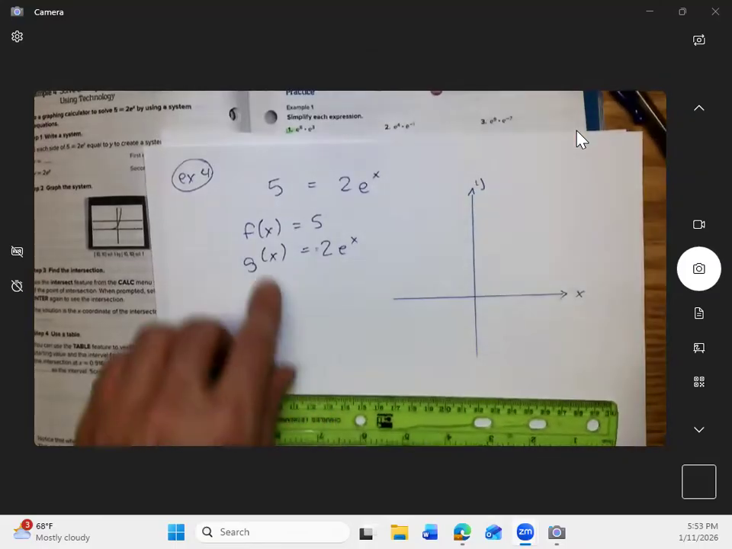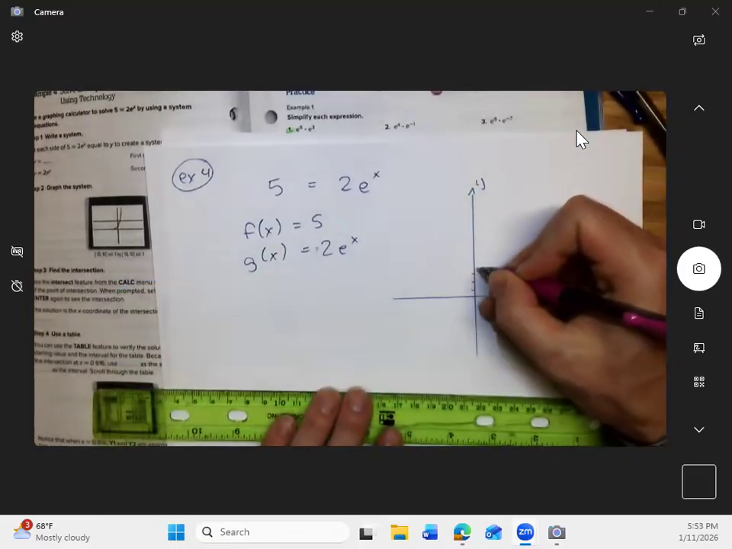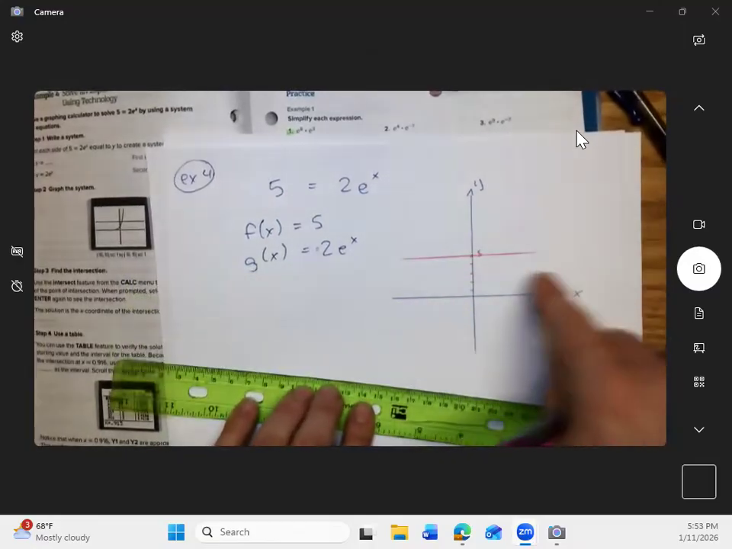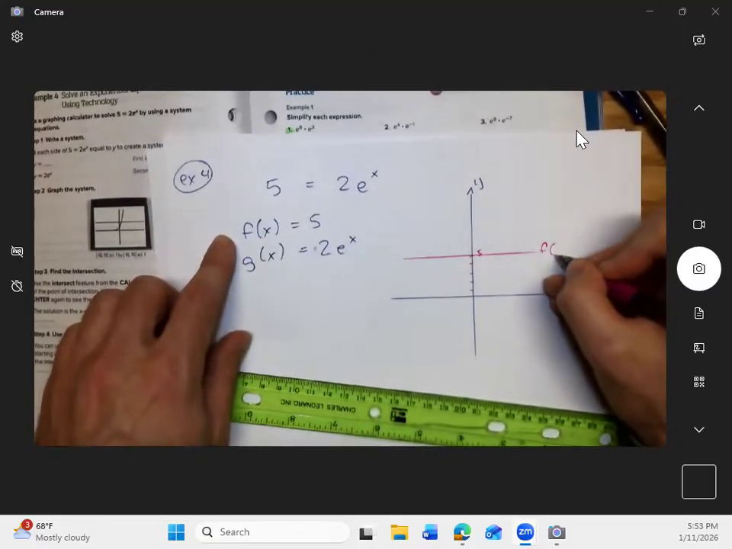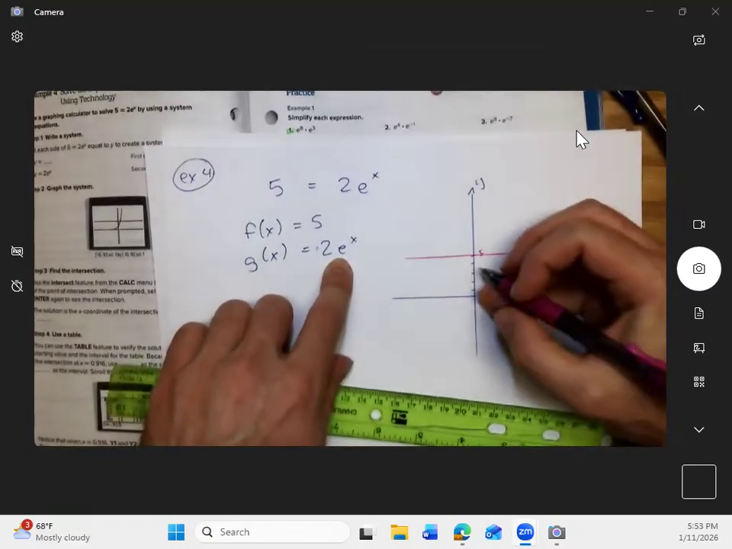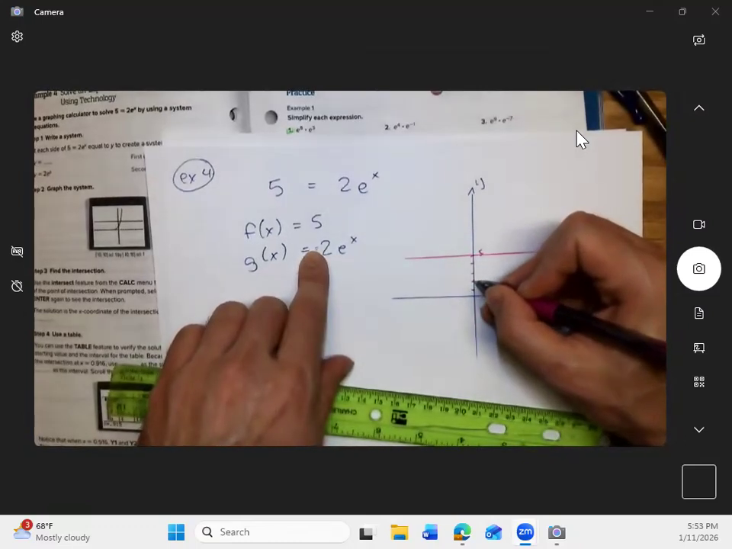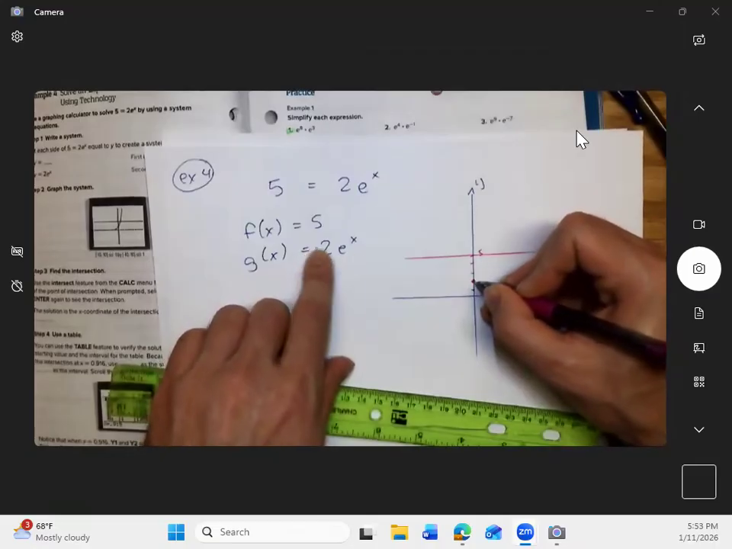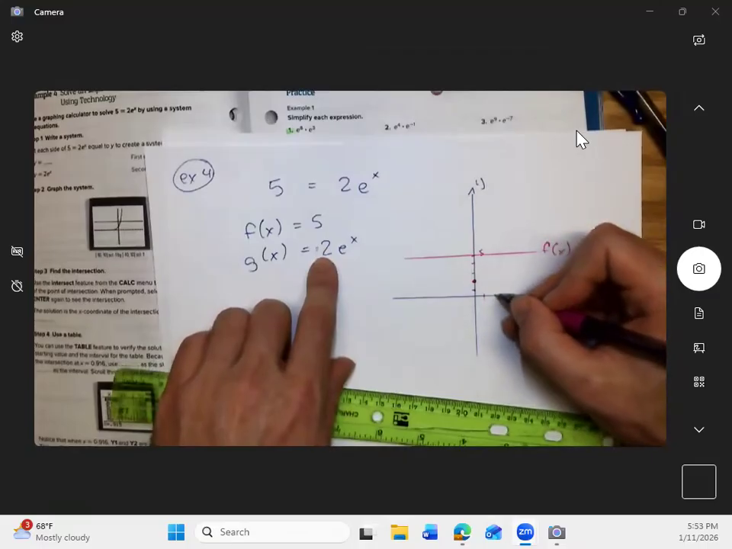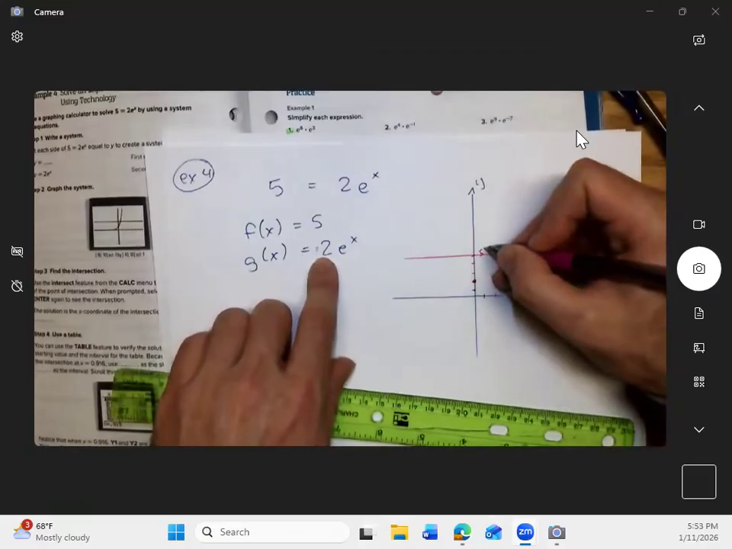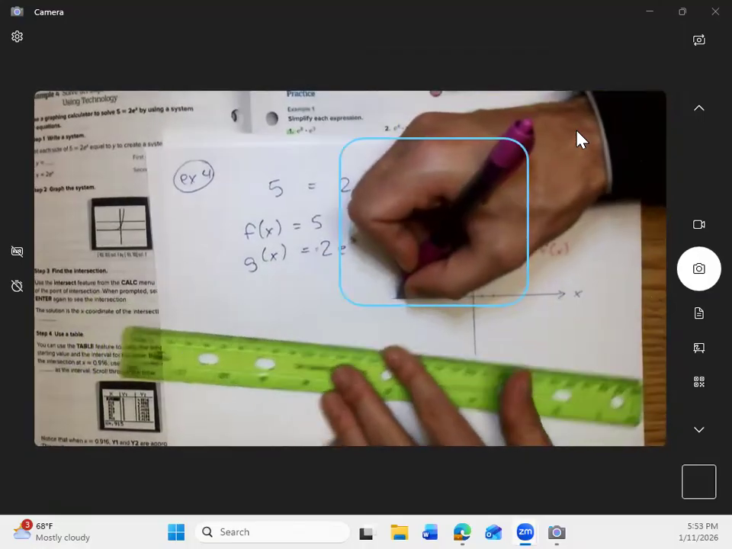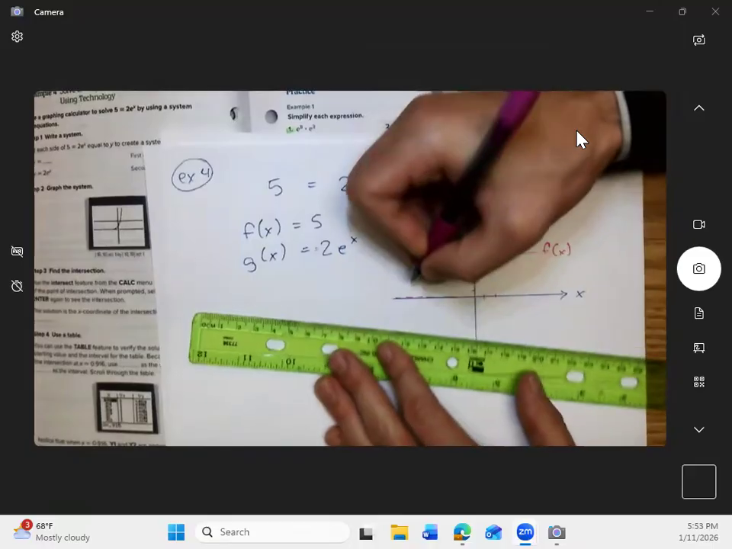So f of x equals 5. 1, 2, 3, 4, 5. Up here at 5, this should just be a flat line up at 5, wouldn't it? There's your f of x. And g of x, 2e to the x. Well, e to the 0 is 1, but then it's all times 2, so that would bring it up to 2. e to the 1 is e, about 2.7, times 2 is a little more than 5, so that'd be about here, above that line. And it would have the same horizontal asymptote as just e to the x.